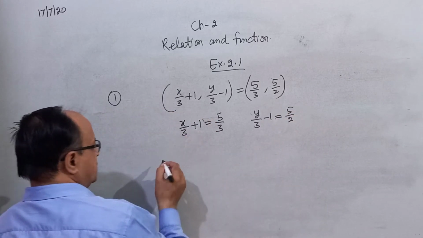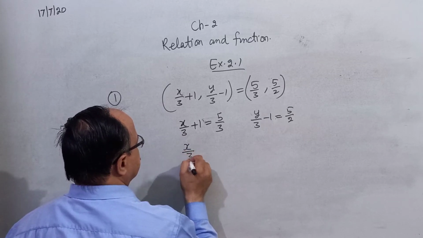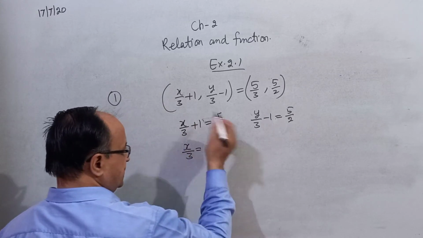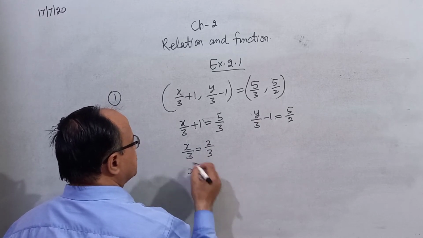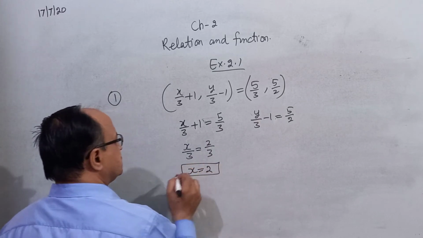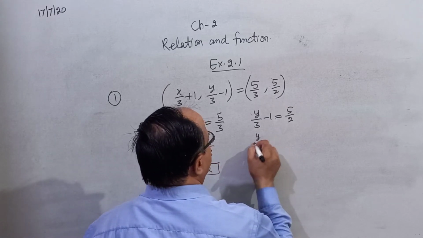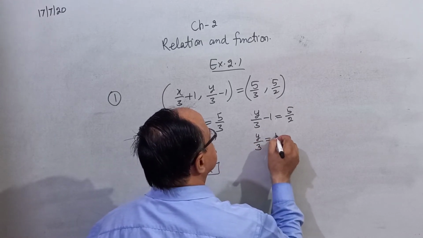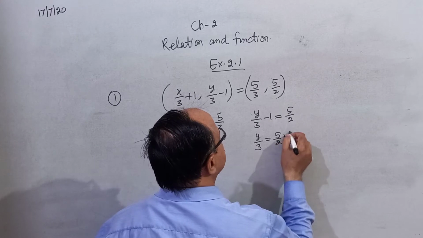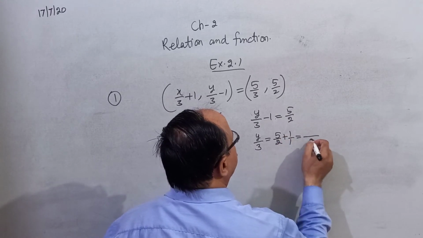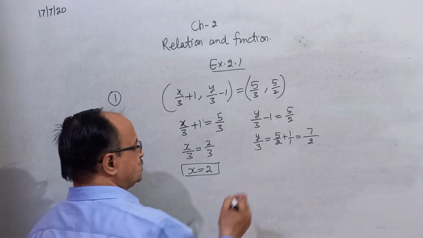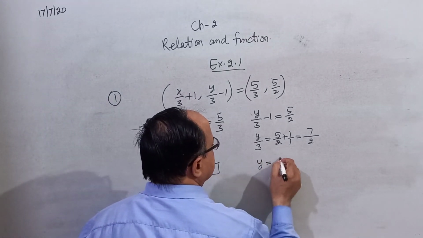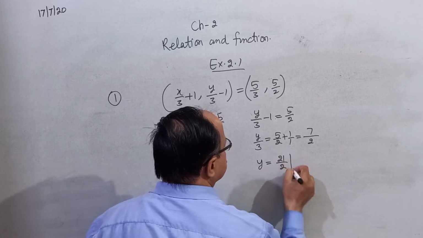Now with the help of this relation you can find x. x by 3 is equal to 5 by 3 minus 1, that is 2 by 3. 3 and 3 cancel, so x is equal to 2. Here y by 3 is equal to 5 by 2 plus 1. When you add, that is 7 by 2, and the value of y is 21 by 2. This is the answer.